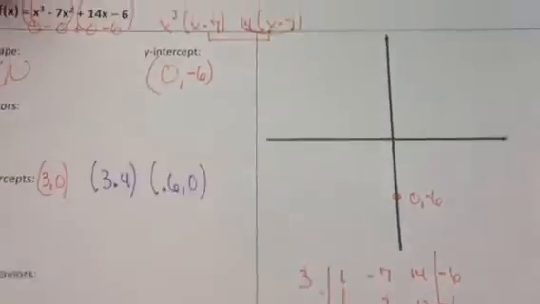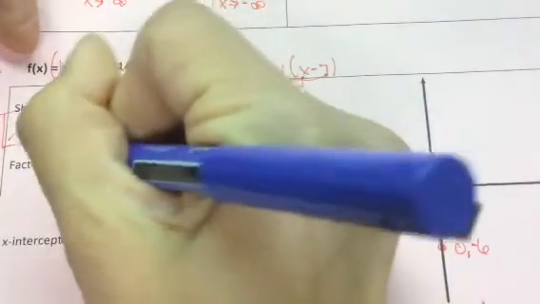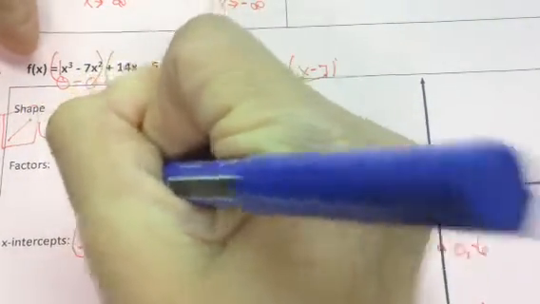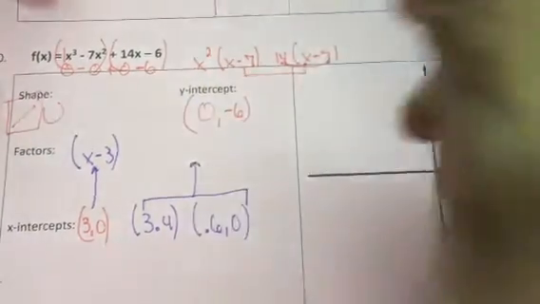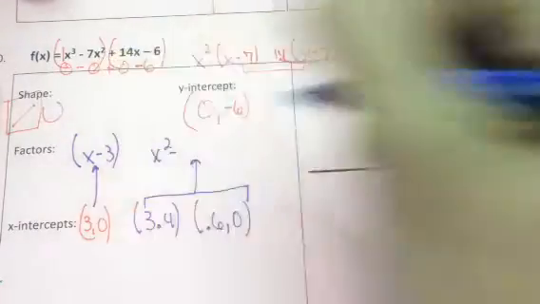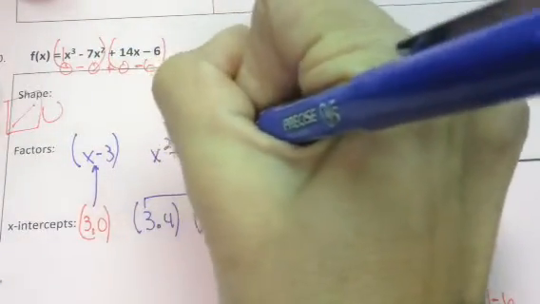So what do I write for factors? Well, what got me to this was x minus 3. I can make that up. But what got me to these two was what I used for the quadratic formula. Okay?